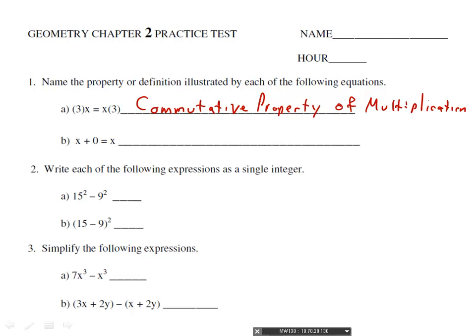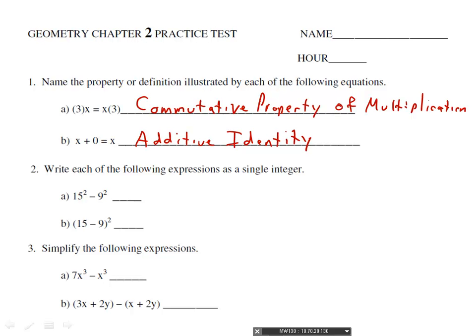Okay, and how about x plus 0 equals x? That's what we call the additive identity. If you add 0 to any number, its identity does not change. So that's what that is. All right.